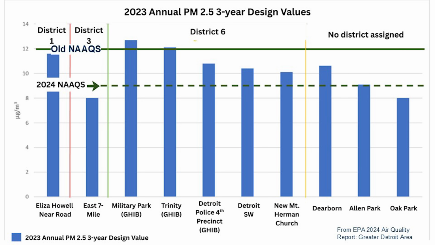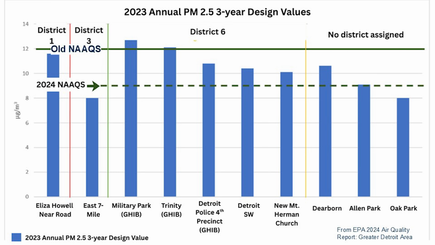In this graph, you can see the highest level of PM2.5 as of 2023 is now the Military Park area near the new Gordie Howe International Bridge. Again, the formula used to generate this graph took the annual average level of measured PM2.5 for 3 years, then calculated the average of those values across those 3 years. If we were still in 2023, the Military Park monitoring station would be above or in non-compliance with the old NAAQS standard of 12 micrograms per cubic meter.